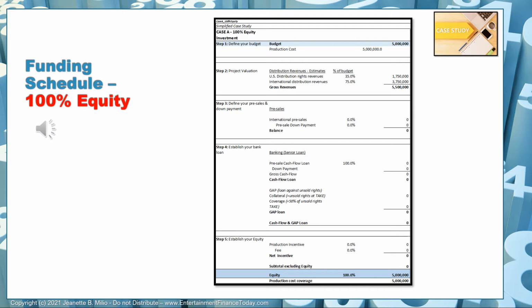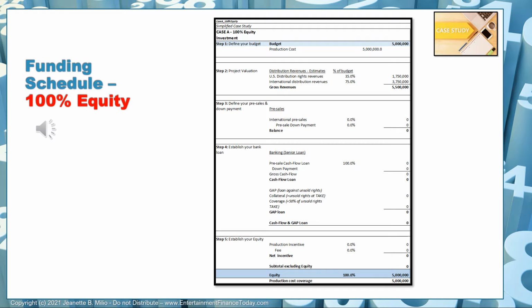So here we see the funding schedule, the finance plan for a $5 million movie. And we are going to assume that the film will generate distribution revenues from the US of 35% of the budget. That's our projection. We're projecting we can make 35% of the budget from the US, and 75% of the budget from international distribution rights. So all we're doing here is following projections, meaning estimates that say this is what our film is worth in the worst case scenario.